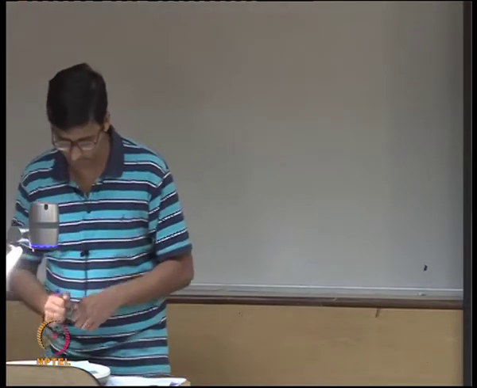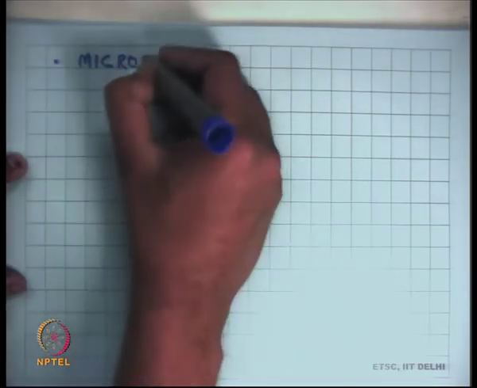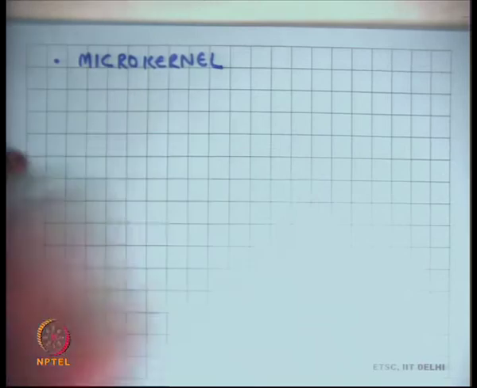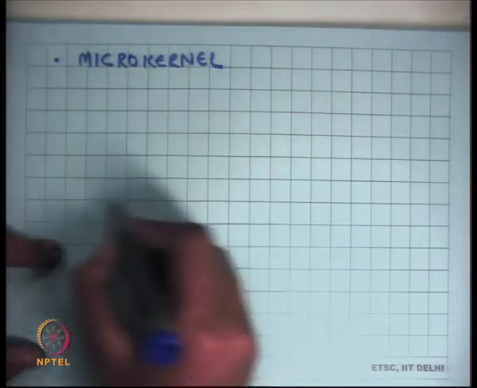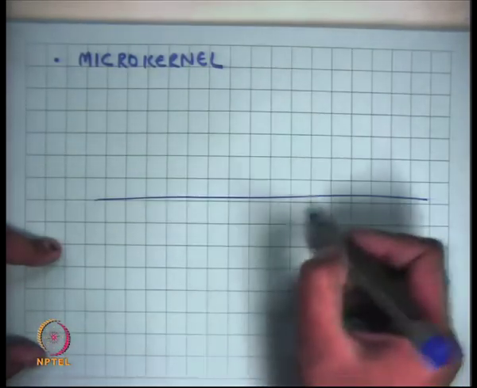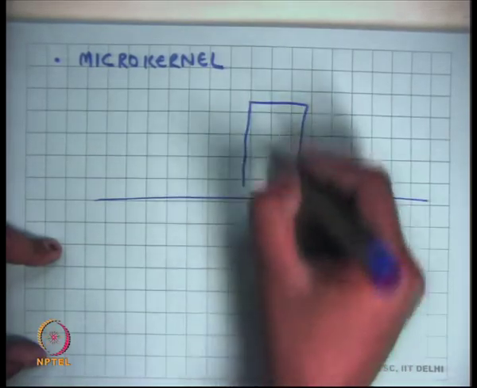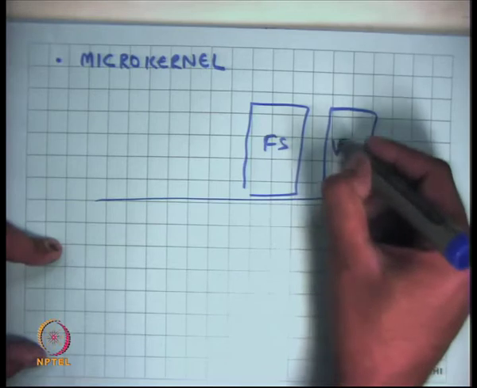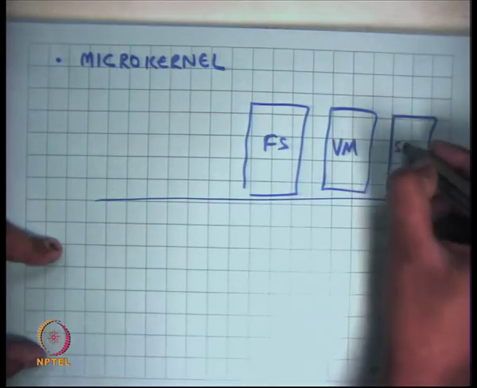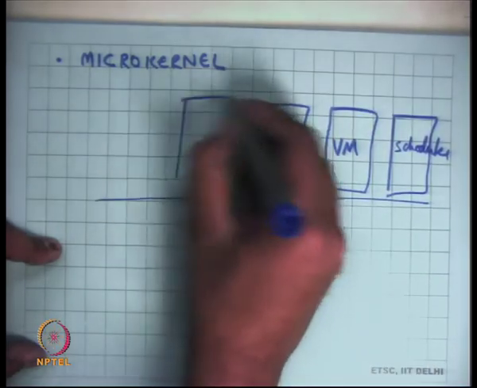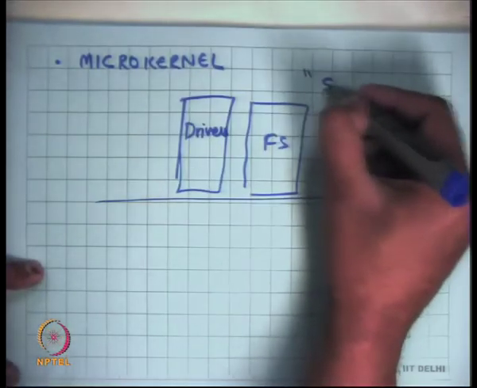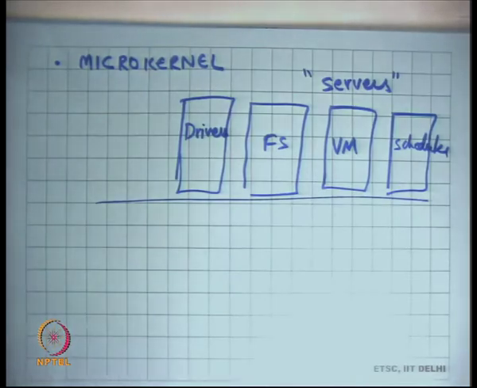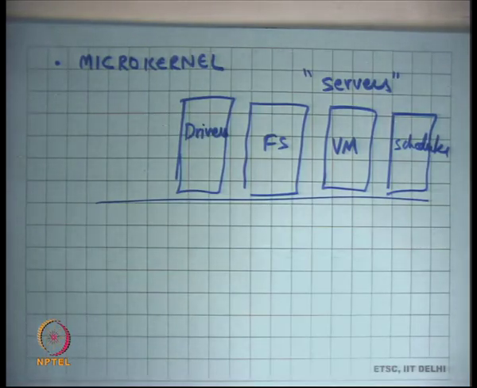So there's another model called the microkernel, which was made popular in the mid-90s, and the idea here is that you would implement all these services, file system, virtual memory subsystem, scheduler, drivers, and anything else that the operating system provides as just separate servers in separate address spaces. Okay.